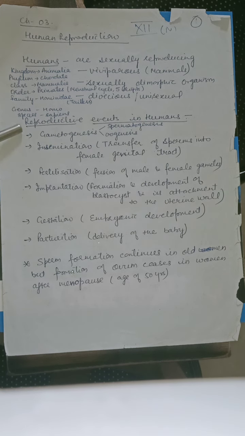Now, what are the reproductive events in human beings? Reproductive events start from gametogenesis, and gametogenesis starts at puberty, at the adolescence age. In males, spermatogenesis takes place, that is the formation of sperms, and in females, oogenesis takes place, that is formation of egg.